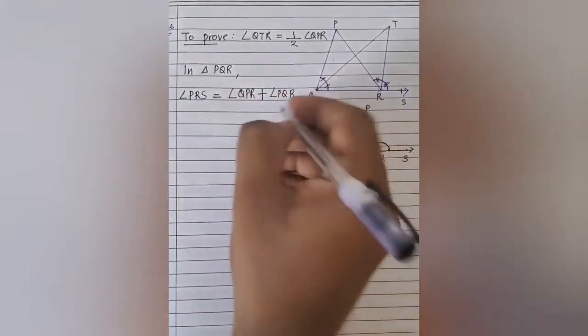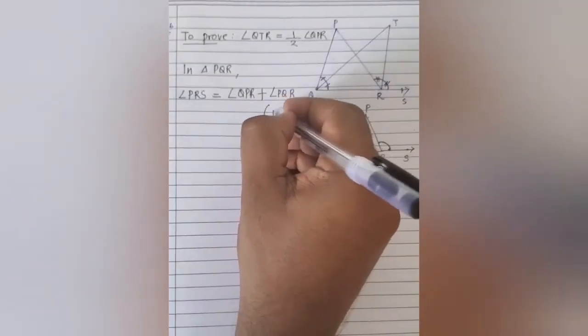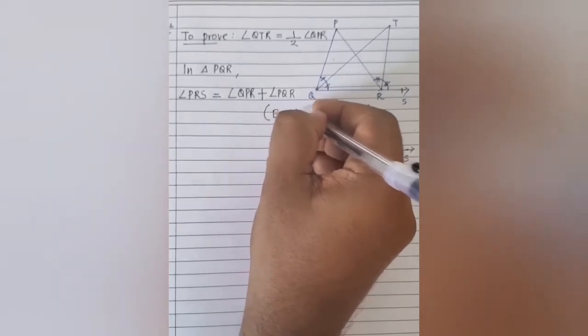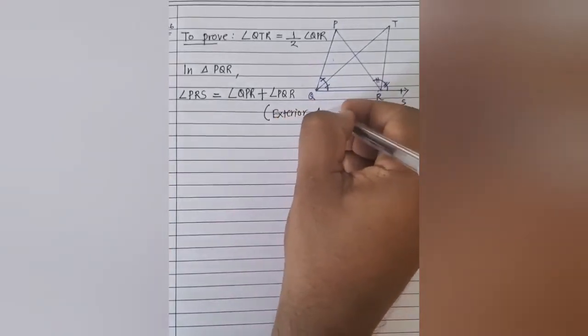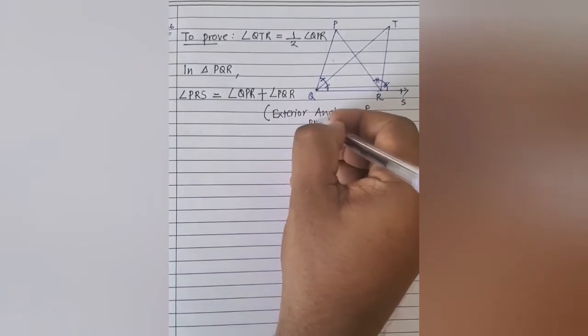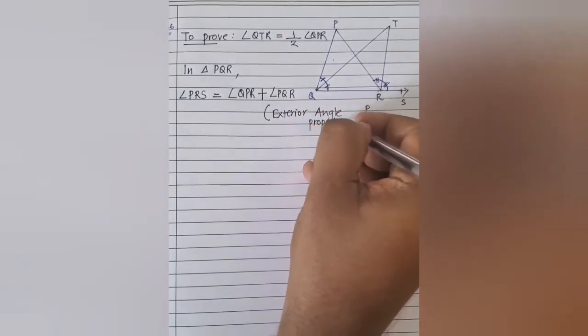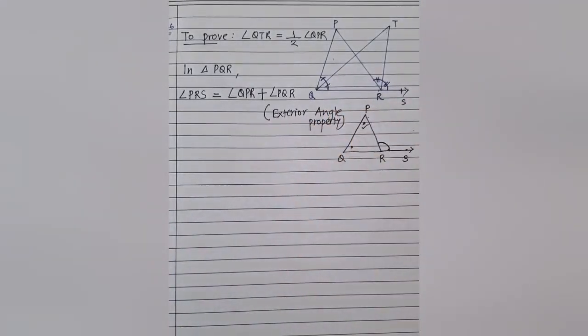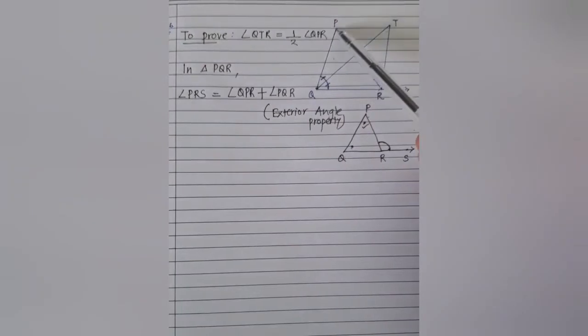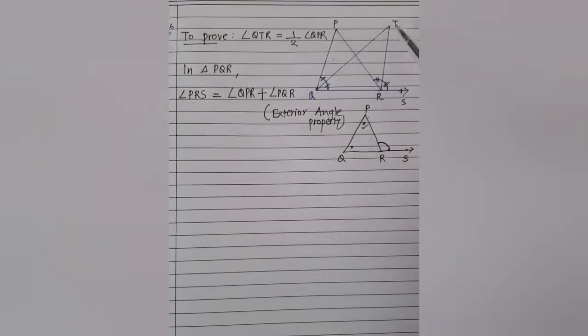Okay, and what's the reason? Exterior angle property. Okay, now if I observe my original figure further, I have written PRS, but PRS is actually divided into two equal parts. One is PRT and the other one is TRS. So these two are two equal parts.